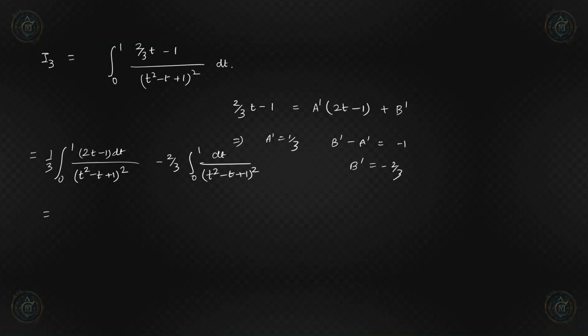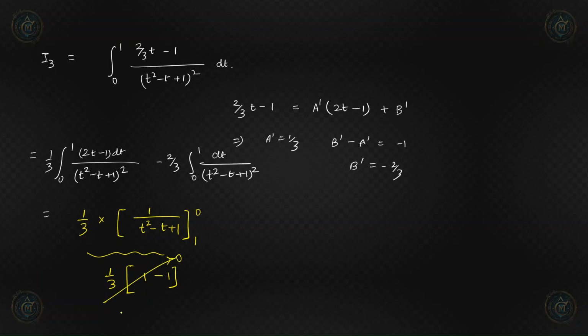So we can calculate this as 1/3 times 1 divided by (t² − t + 1), with the limits inverted, so 1 and 0. If we calculate 1/3 times (1 − 1), this thing becomes simply 0. Then we have to calculate simply this remaining thing, which becomes −2/3 times the integral.